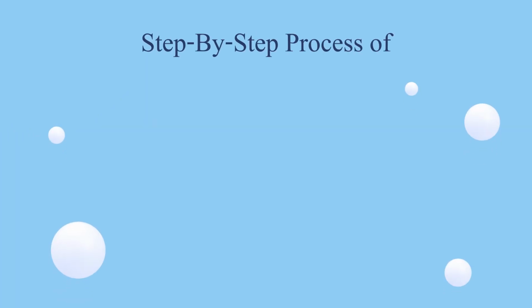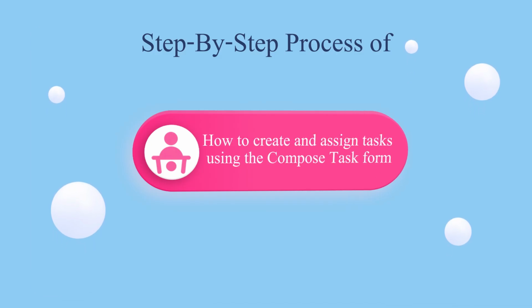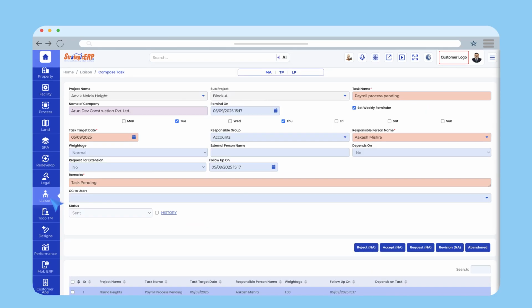Let us understand the step-by-step process of how to create and assign tasks using the Compose task form. Navigate to the Compose task form under the Liaison Management module. Select the project from the drop-down. The company name auto-populates based on your selection.